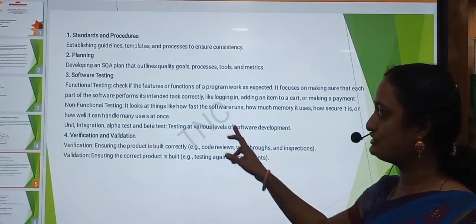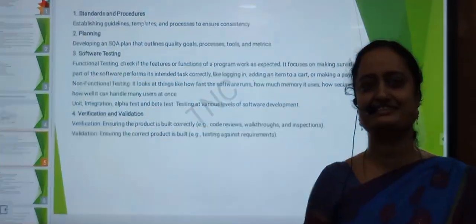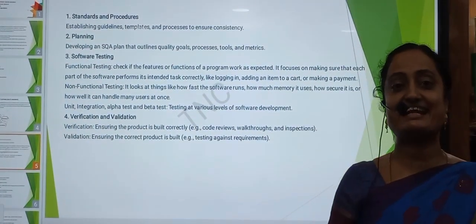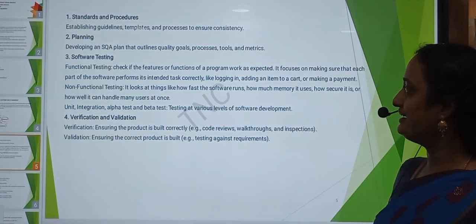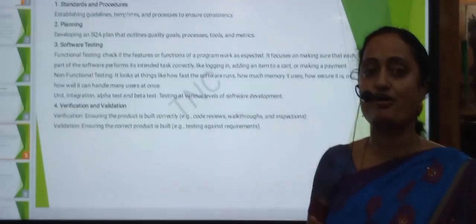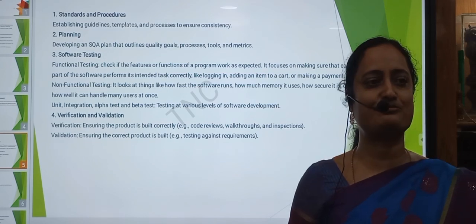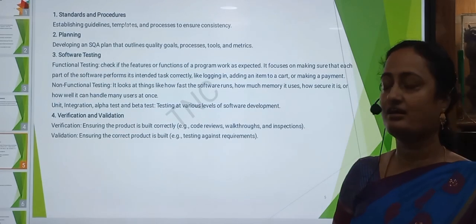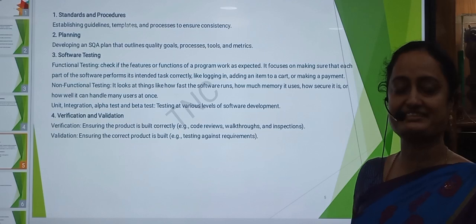Next, software testing. In software testing we have two types of testing: one is functional testing, and another is non-functional testing. Functional testing means each and every component is tested individually. Non-functional testing looks at how fast the software runs, how much memory it uses, and how secure it is. There are also unit testing, integration testing, alpha testing and beta testing.